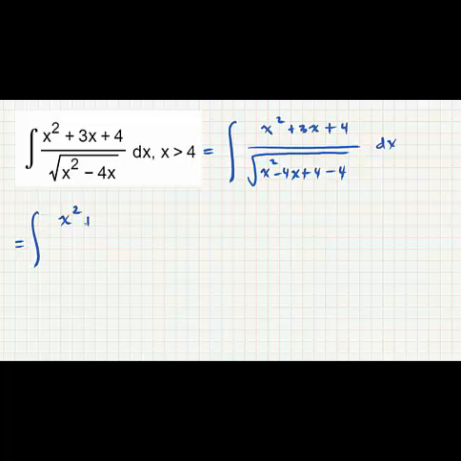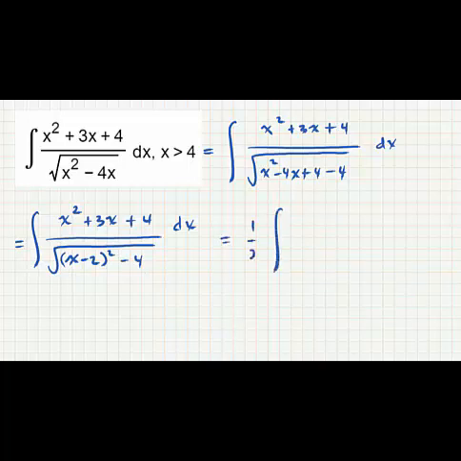The reason I do that is that there is less memorization in the long run with all of these trig subs and trigonometric integrals, inverse trigonometric integrals. So we're going to write this as x minus 2 quantity squared minus 4. And I will then factor a 4 out of the denominator. It's going to come through the root as a 2 in the denominator. The numerator is just sticking around waiting to be changed momentarily.